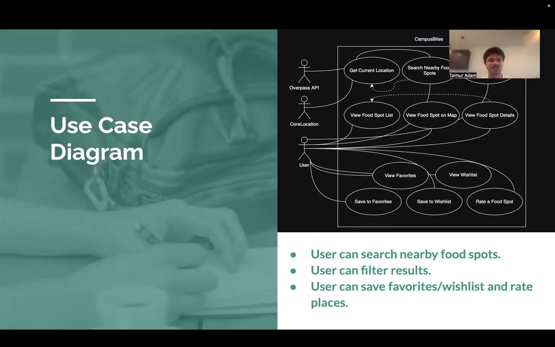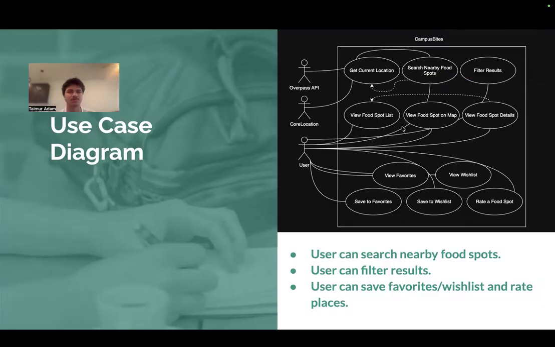This slide shows the use case diagram for CampusBites. So the main actor is the user. The user interacts with the app by searching for nearby food spots, filtering results, viewing the food spot list, viewing places on the map, and opening food spot details. The user can also save places to favorites, save places to a wish list, view those saved lists, and they can also rate a food spot.